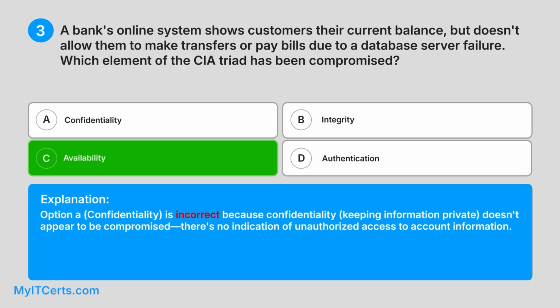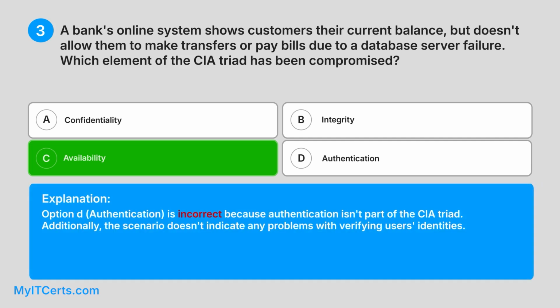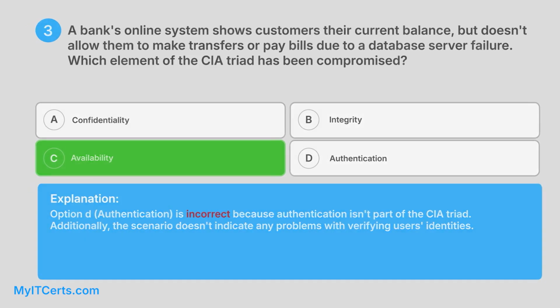Option A, confidentiality, is incorrect because confidentiality, keeping information private, doesn't appear to be compromised. There's no indication of unauthorized access to account information. Option B, integrity, is incorrect because integrity, data accuracy and reliability, isn't described as being compromised. There's no mention of incorrect or altered data. Option D, authentication, is incorrect because authentication isn't part of the CIA triad. Additionally, the scenario doesn't indicate any problems with verifying users' identities.